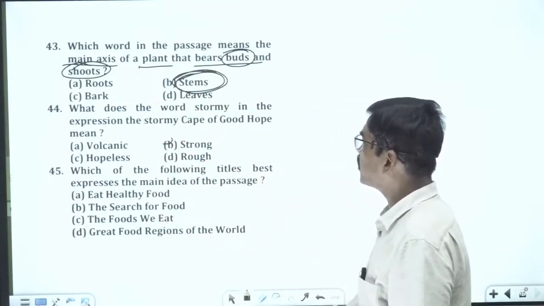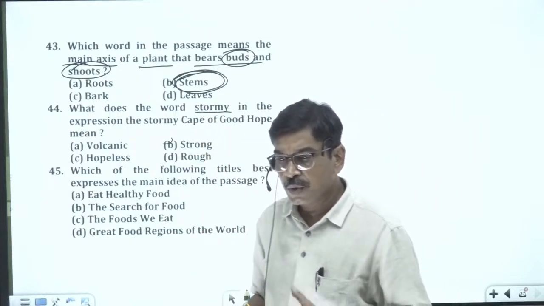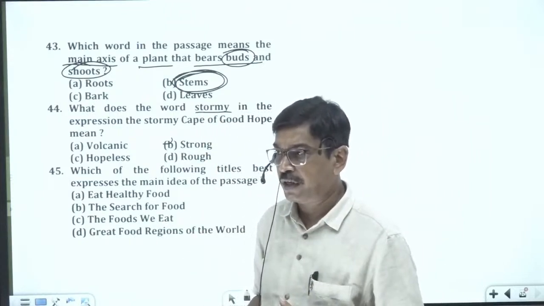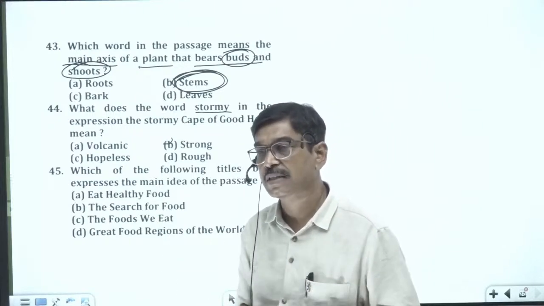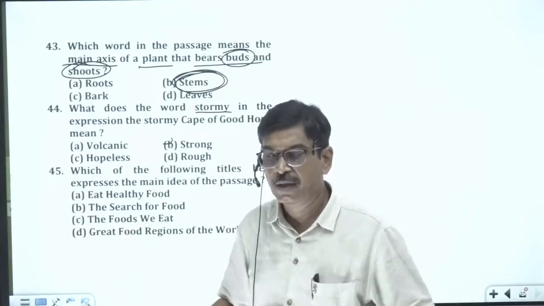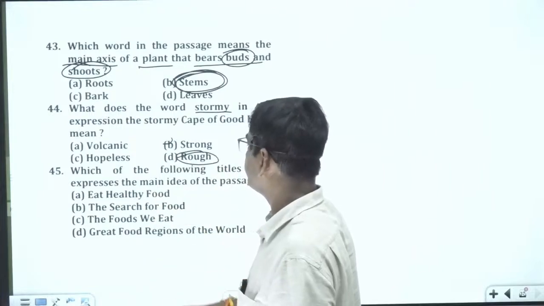What does the word stormy mean in the expression? Stormy is a dimensional vocabulary word. It has lots of meanings. A stormy life, matlab full of troubles. A stormy way, rough way. So in the passage, the exact meaning is rough.